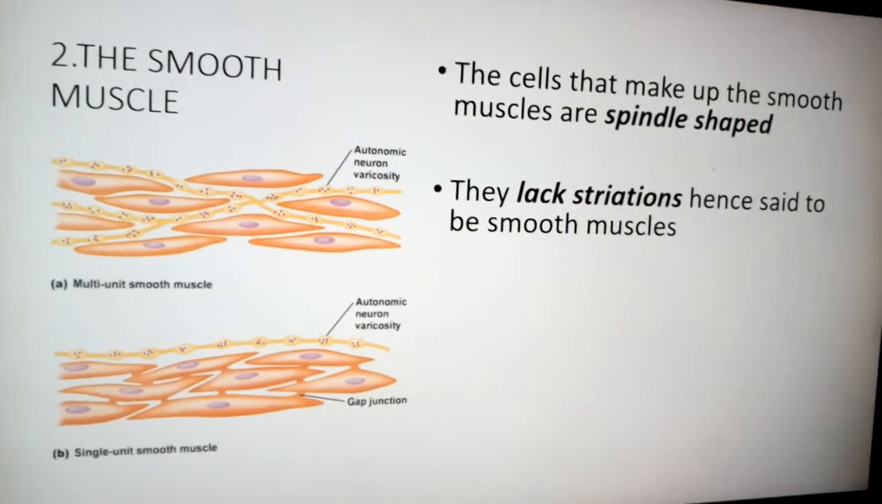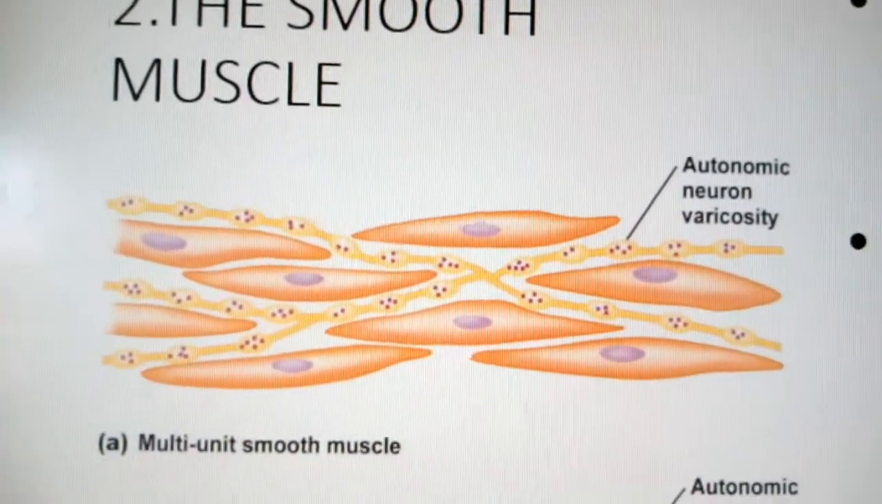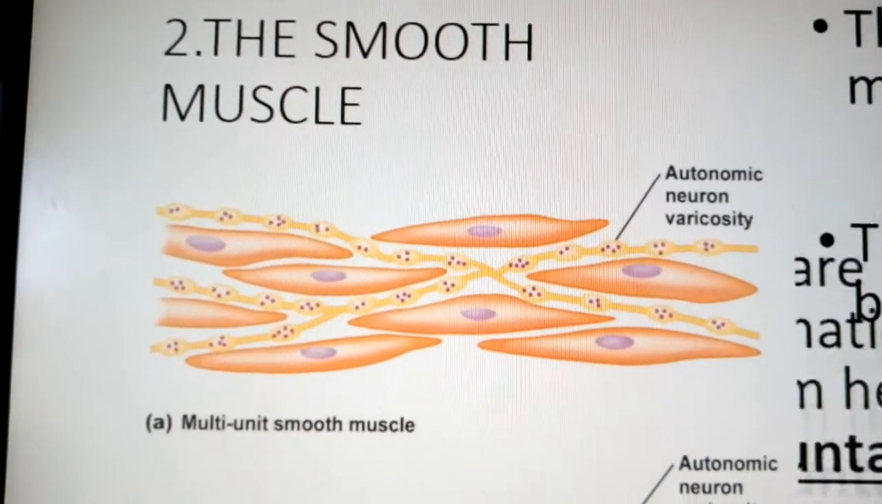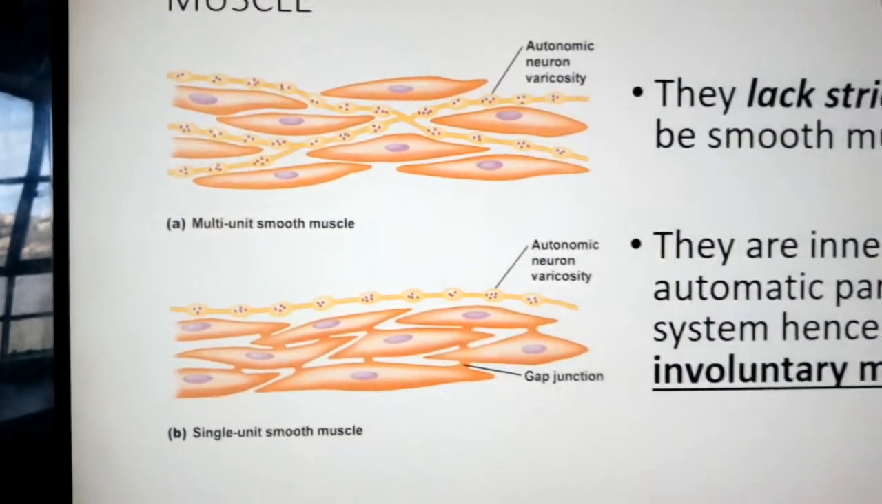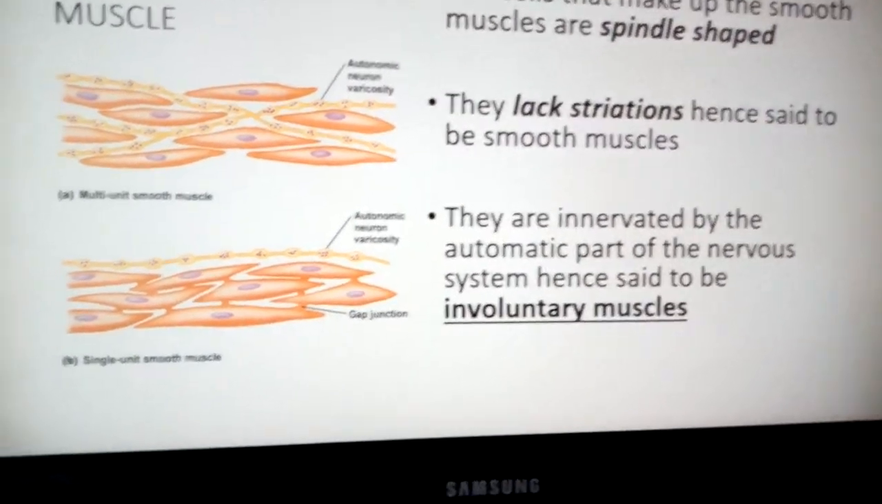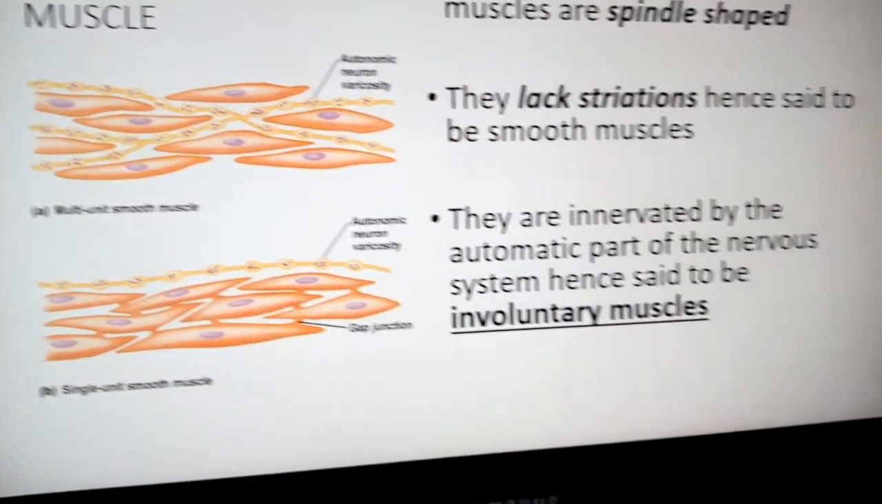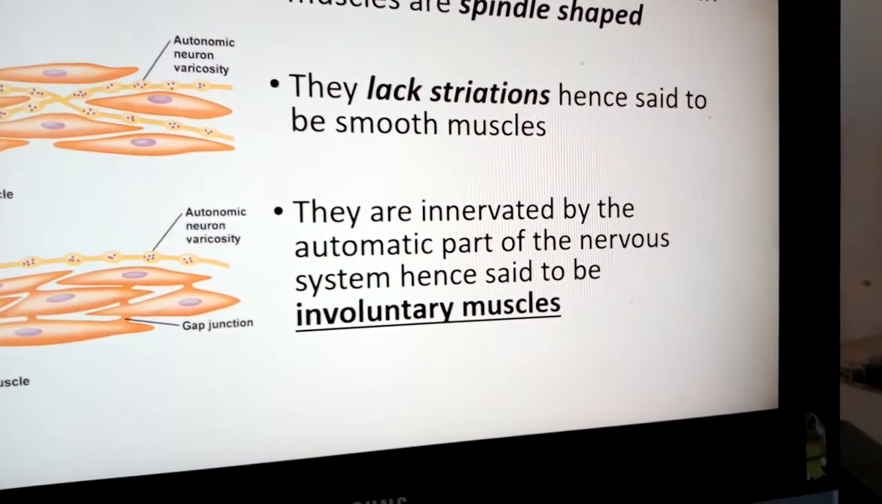Striations are just some lines which are crisscrossing within the muscle, and they are not present in the smooth muscle. The smooth muscle is innervated by the autonomic part of the nervous system. Hence, it is referred to as involuntary.